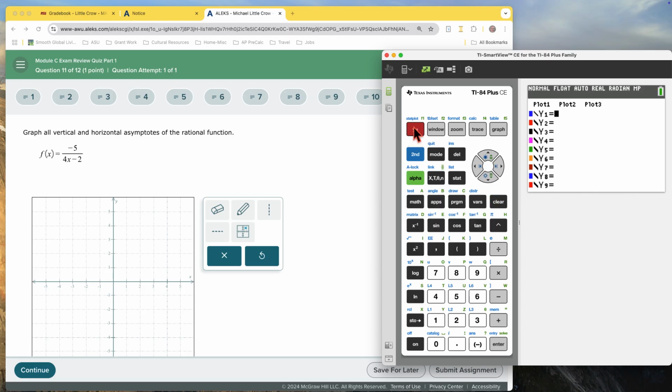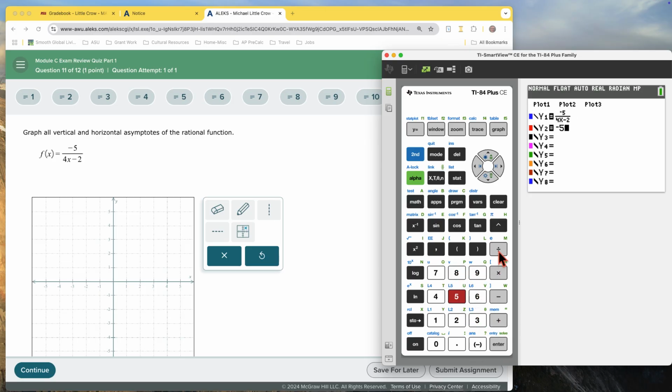We'll go to y equals. If you have an older one, you might not have this functionality, but F1 is green. So if I go alpha F1, it allows me to have a template of a fraction, numerator, denominator. So I'm going to use that one. Notice I can put in the -5 and 4x minus 2.